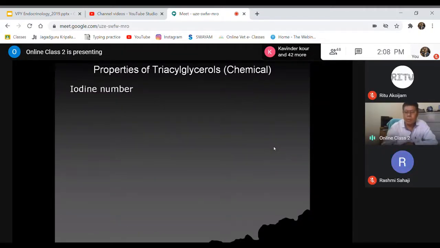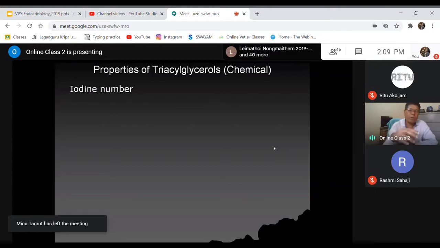Then we discussed the iodine number. The iodine number comes about because the fatty acids in the triacylglycerols contain double bonds. These double bonds can absorb iodine. The iodine can be linked to the hydrocarbon chain of the fatty acid where there is a double bond.